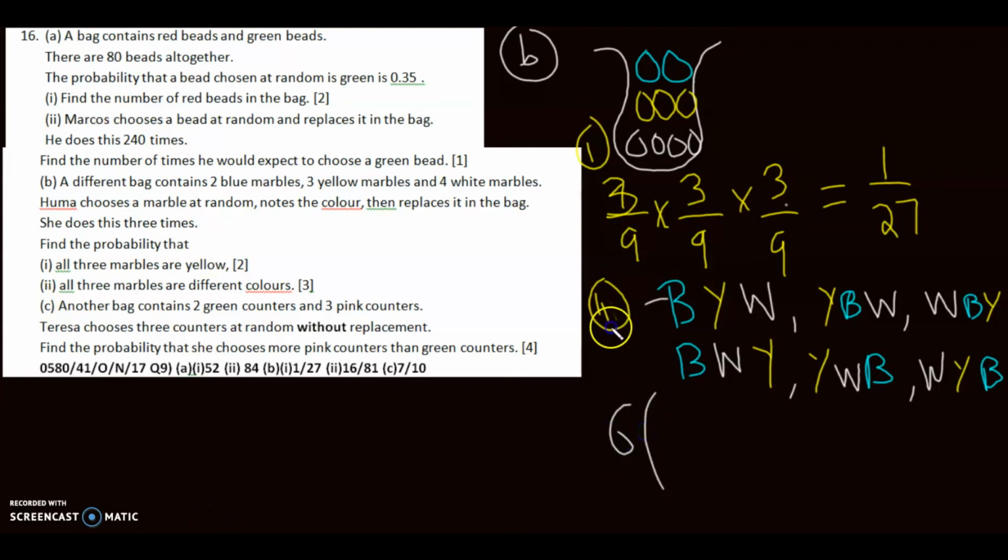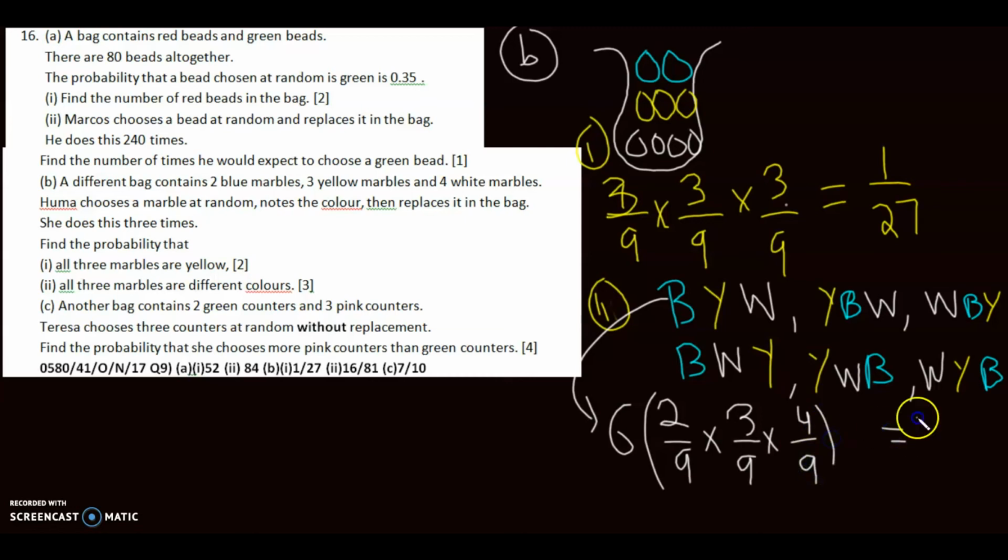Let's find the probability of this first one. So the probability of getting a blue is 2 upon 9 times the probability of getting a yellow, 3 upon 9, times the probability of getting a white, 4 upon 9. So this should give the answer 7 upon 10. No, not 7 upon 10. 16 upon 81. Let's see. Yes, that's the answer we get.